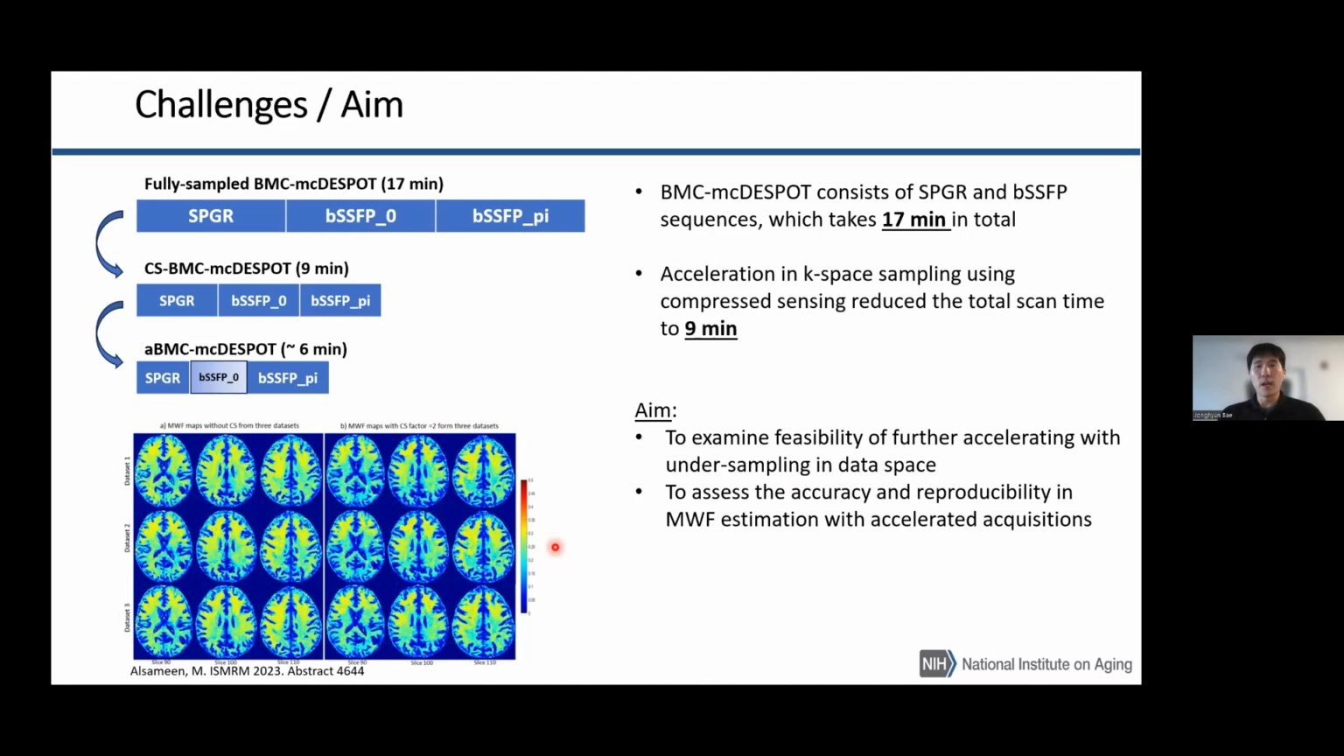So in this study, we propose to examine the feasibility of further accelerating our method by undersampling in the data space. This drastic acceleration allows an acquisition time of 6 minutes, and this would potentially provide opportunities for myelin water fraction mapping to be implemented in clinical scans to examine myelin health in aging populations and in patients susceptible for AD onsets, for example. We assessed the accuracy and reproducibility in myelin water fraction estimation with accelerated acquisition to demonstrate the feasibility.